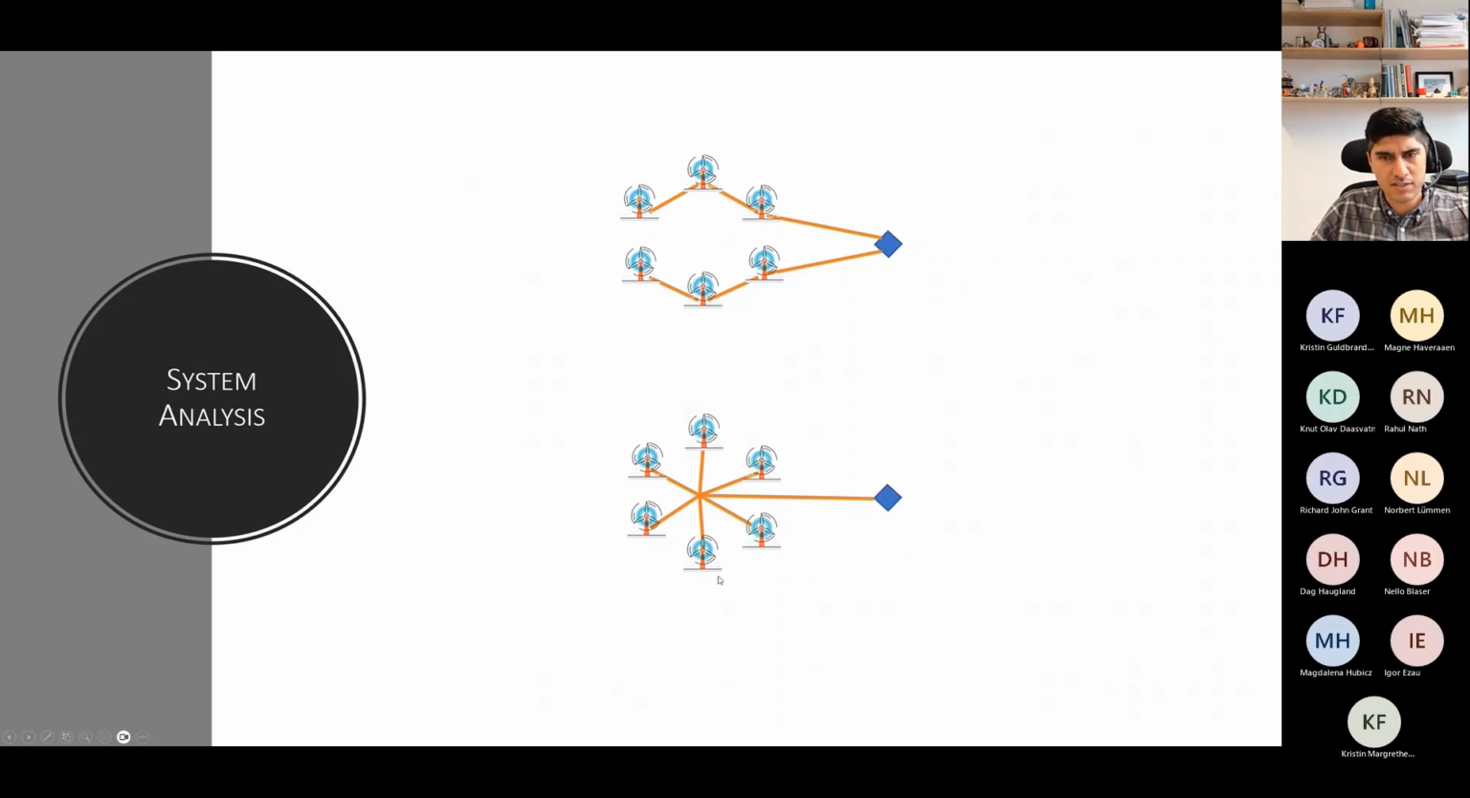So there are advantages and disadvantages of each design, right? For example, if there is a failure on a cable up here, then you lose the whole power from these three turbines. But if, for example, this cable in the bottom system is broken, then you only miss that one. But of course, the length of the cable is longer in the bottom system.